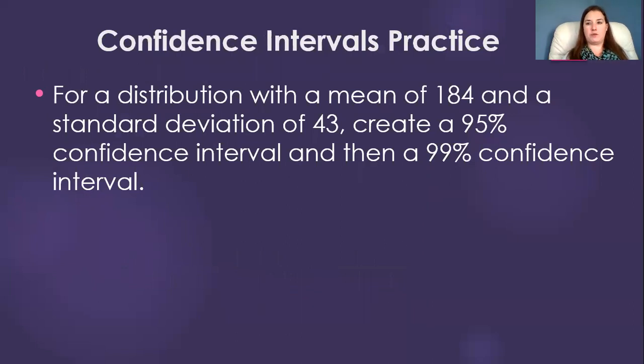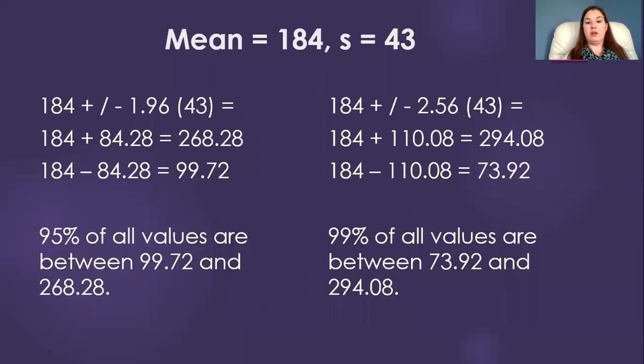Let's do some practice for these, and we'll see that the math is actually pretty straightforward. So let's say we have a sample distribution with a mean of 184 and a standard deviation of 43. How would we do a 95% confidence interval and a 99% confidence interval for that?